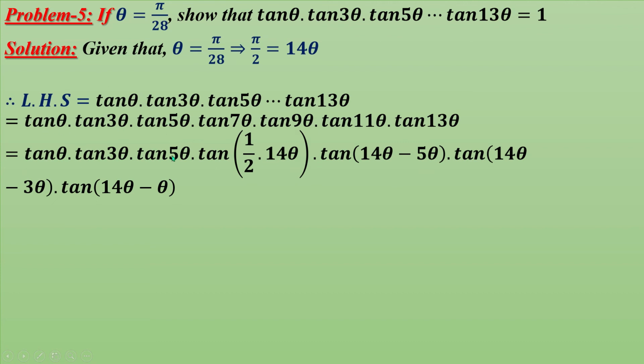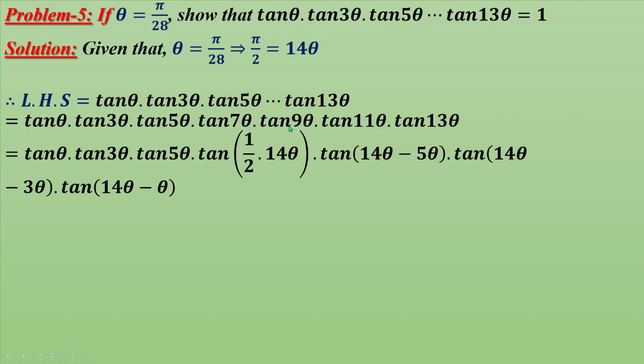The first 3 terms we keep the same, and 7 theta is equal to 1 by 2 into 14 theta, because here 14 theta is given. So 7 theta we can convert into 1 by 2 into 14 theta. As a result, 14 theta is pi by 2, so here it will be 10 pi by 4. 10 pi by 4 means 45 degree. So this is equal to 1.